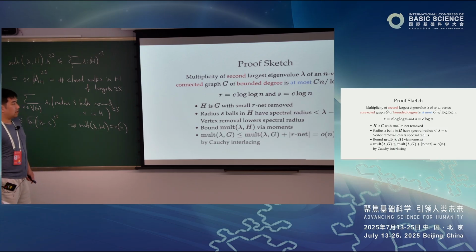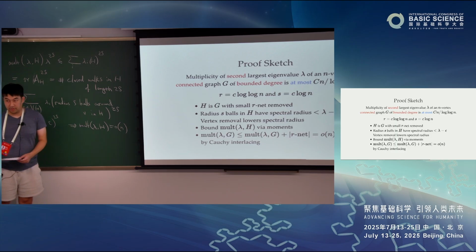Finally, we can use a really powerful result called the Cauchy interlacing theorem, which says that the multiplicity of lambda in G is bounded by the multiplicity of the same number lambda in H plus the number of vertices you removed. But the r-net can be bounded by the number of vertices in G divided by R plus 1. That's another result that you can show. Therefore, together, it's little o of n. And that's the punchline of the proof.